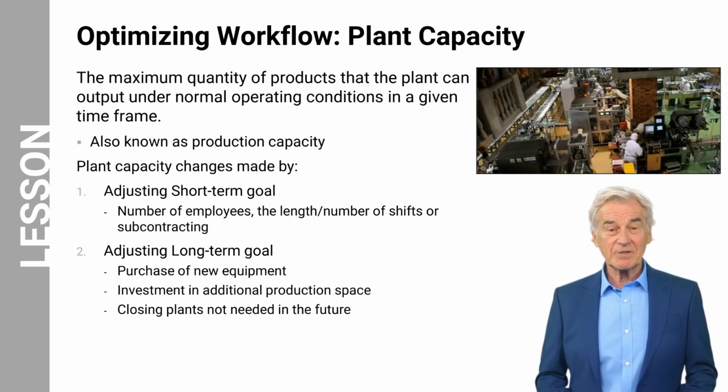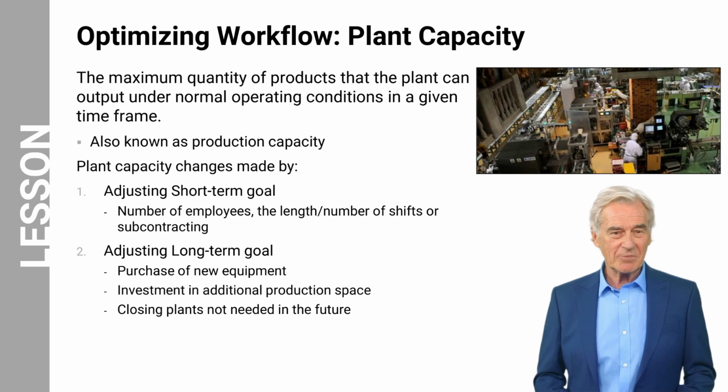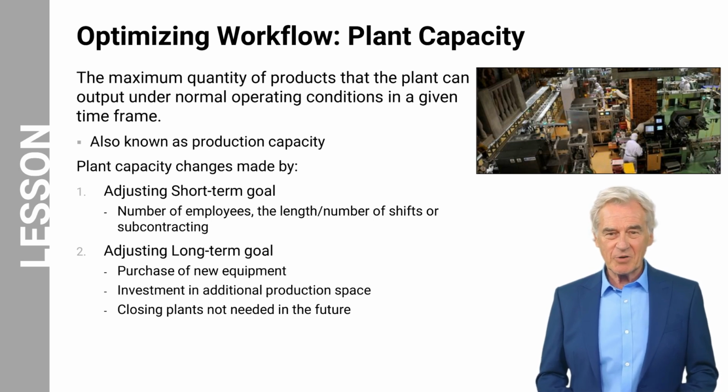A company's plant capacity, or production capacity, is defined as the maximum quantity of products that the plant can output under normal operating conditions in a given time frame. To align the plant capacity with the desired master schedule, changes can be made to the plant workings. Changes in plant capacity can be made through either short-term or long-term alterations.